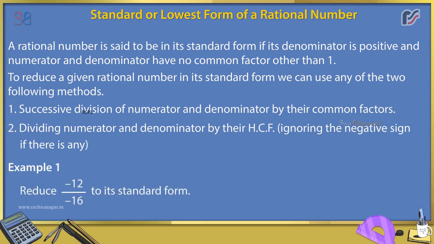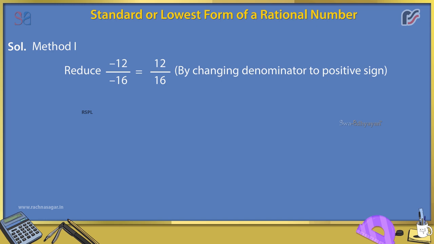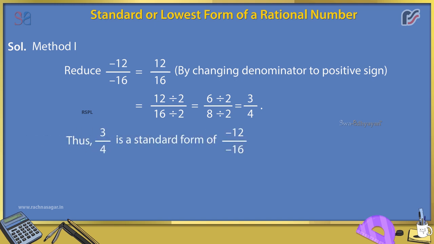Example 1. Reduce minus 12 by minus 16 to its standard form. Solution. Method 1. Minus 12 by minus 16 is equal to 12 by 16, by changing the denominator to positive sign, which is equal to 12 divided by 2 by 16 divided by 2, which is equal to 6 by 8, divided by 2, which is equal to 3 by 4. Thus, 3 by 4 is the standard form of minus 12 by minus 16.